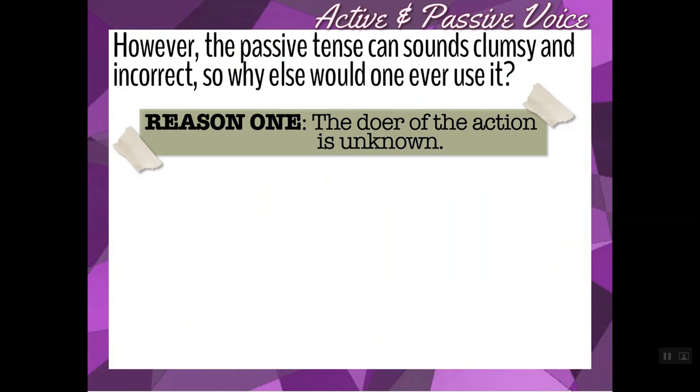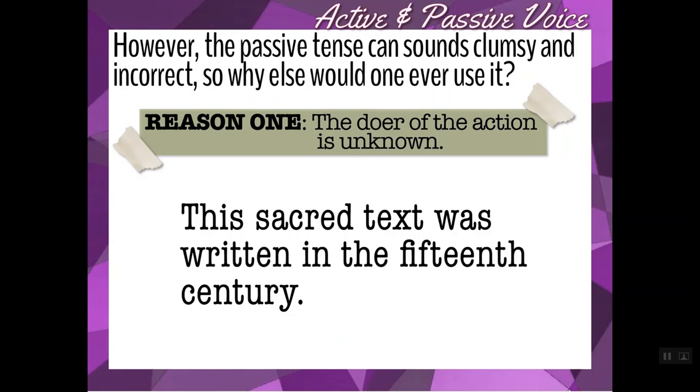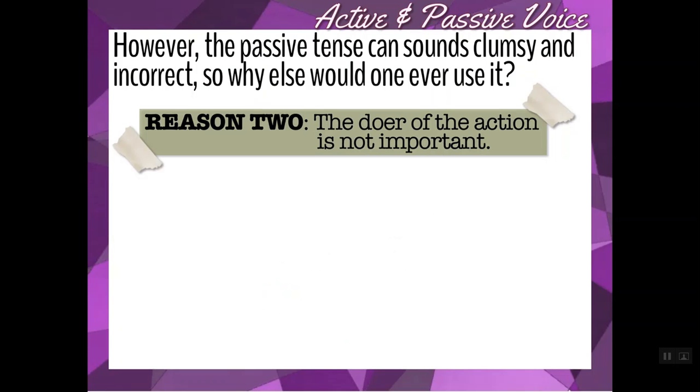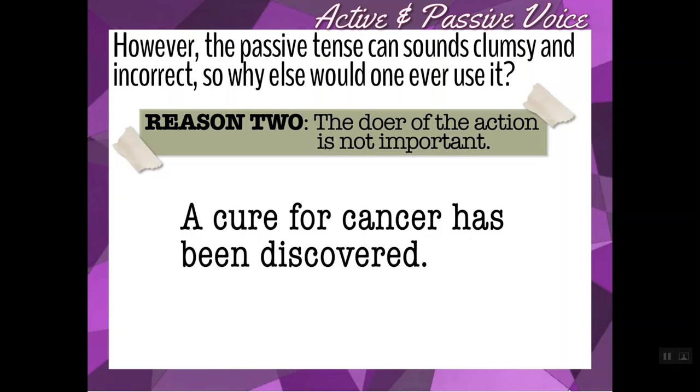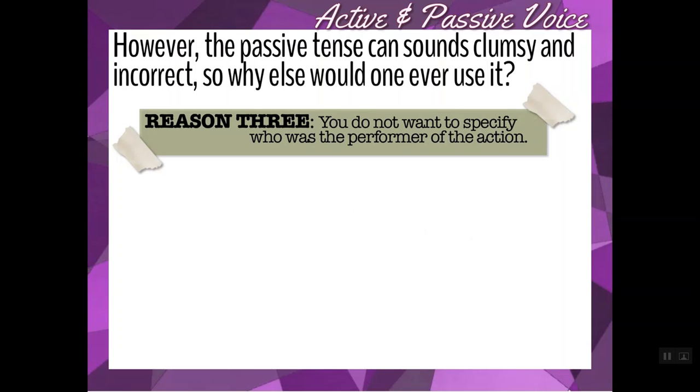Reason number one is if the doer of the action is unknown. This sacred text was written in the 15th century. So if they didn't know who did it, they could write it in the passive voice. Reason two, the doer of the action is not important. A cure for cancer has been discovered. That's like, if you're once again a headline or something like that, it's not really important, as the actual fact that it's been discovered.